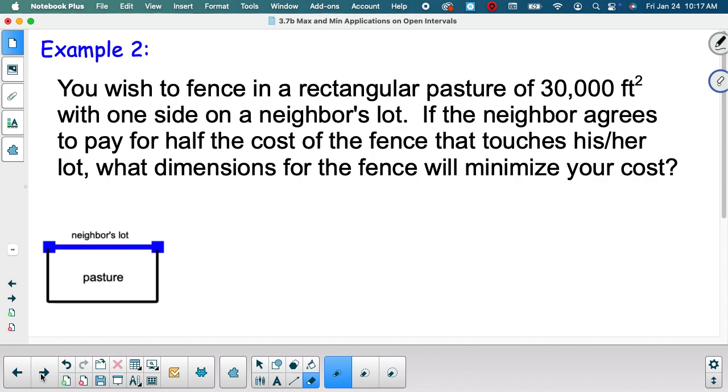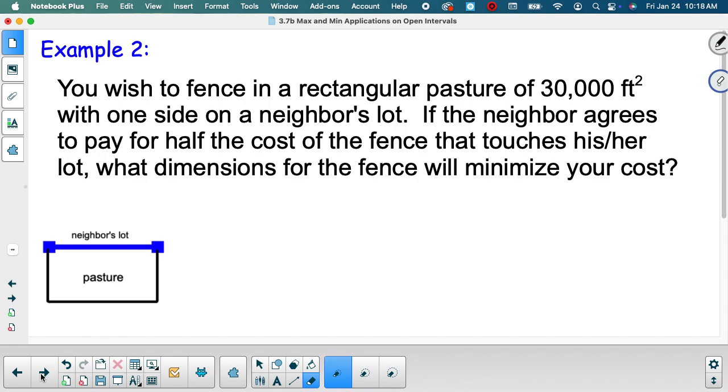So I wish to fence this rectangular pasture, but I want to have exactly 30,000 square feet of pasture inside this rectangle. But now one of the sides I share with my neighbor. Now the neighbor said he or she agreed to pay for half of the cost of the fencing that touches their side. What dimensions do I need to make this rectangle to minimize my cost? Again, it has to have 30,000 square feet. But I want to make something that more of it's probably on my neighbor's lot line since they're paying half of it if I want to minimize my cost. But what do these dimensions have to be?